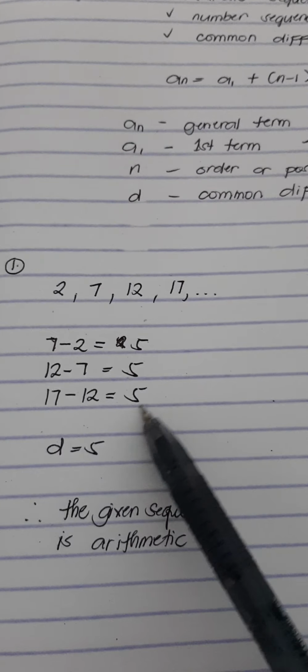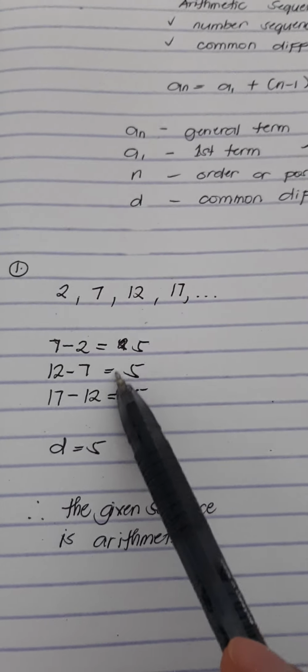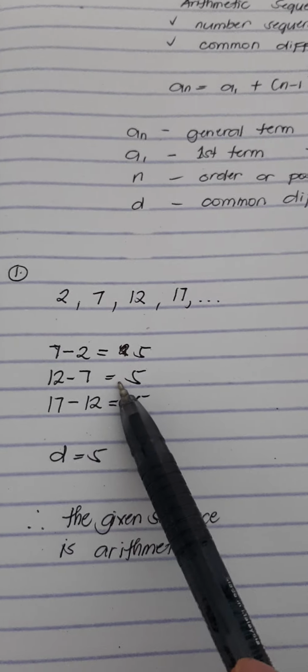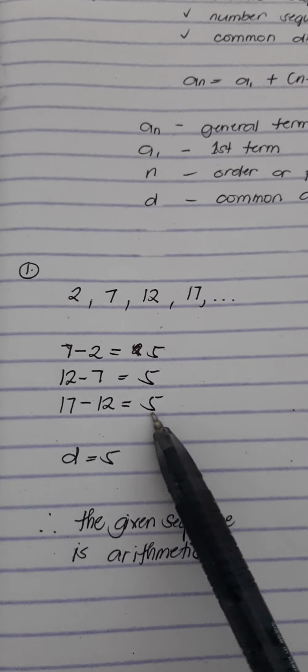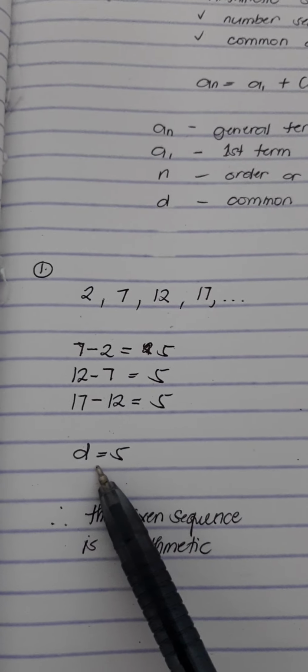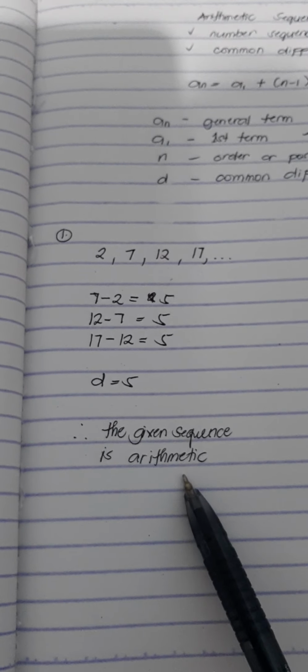So as you can see or notice here, from the very beginning they show a uniform common difference. Therefore, the common difference is equal to 5, and we can directly conclude that the given sequence is arithmetic in nature.